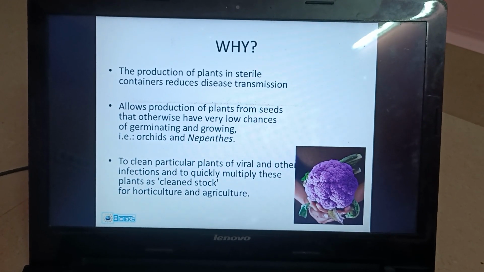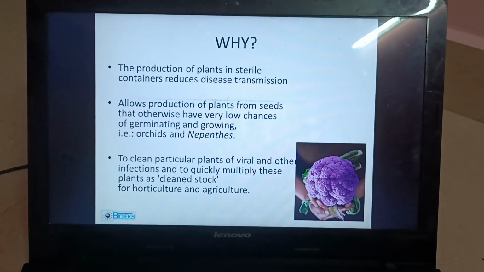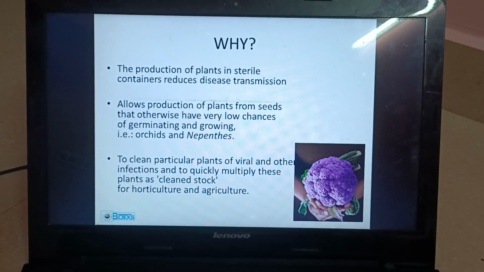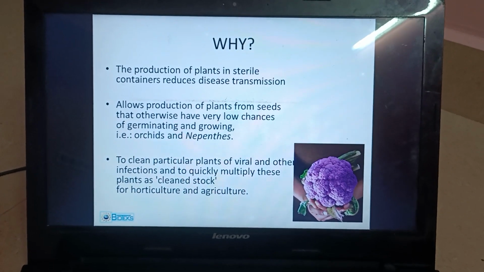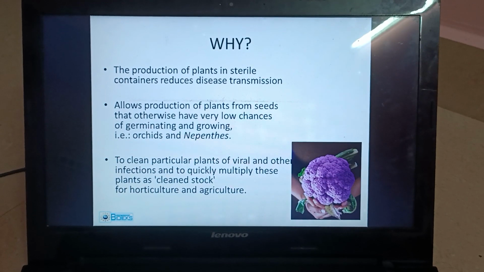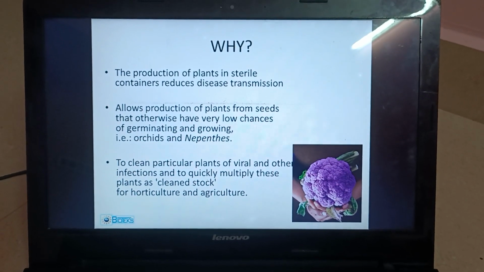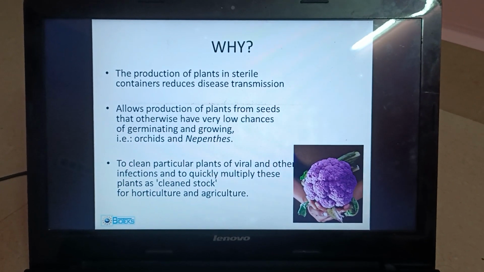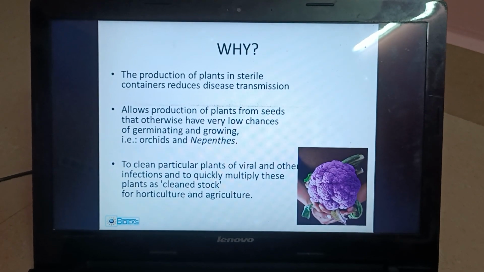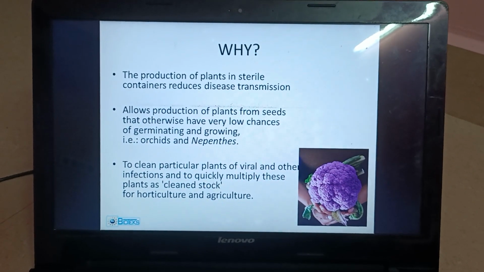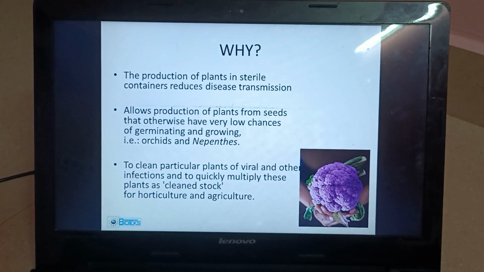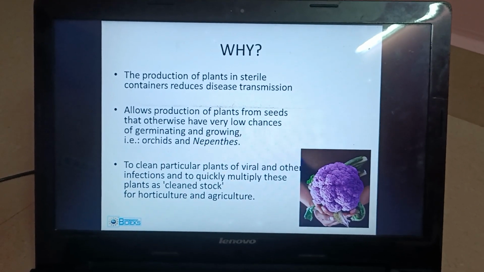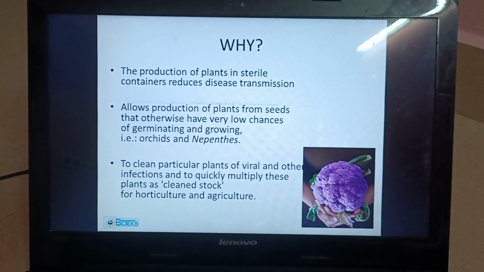Also, the production of plants in sterile containers reduces disease transmission. Yes, of course. If we are using plant tissue culture and these in vitro techniques, our plant can't face any stress-related or disease-related issues. So, this could be a good thing, no?